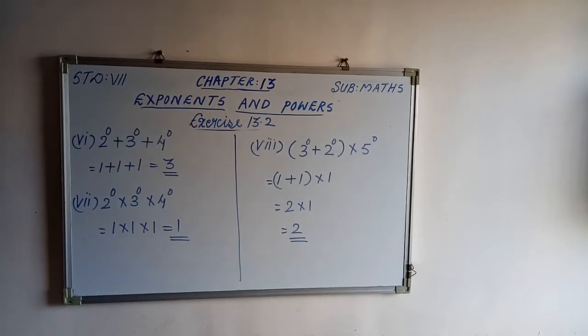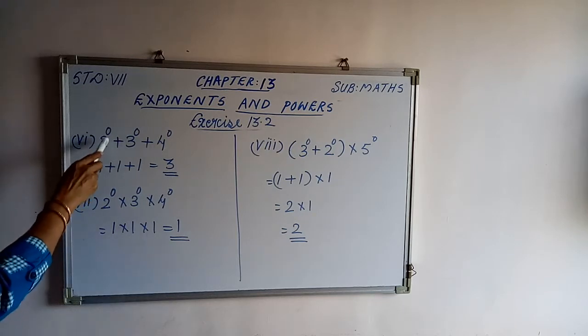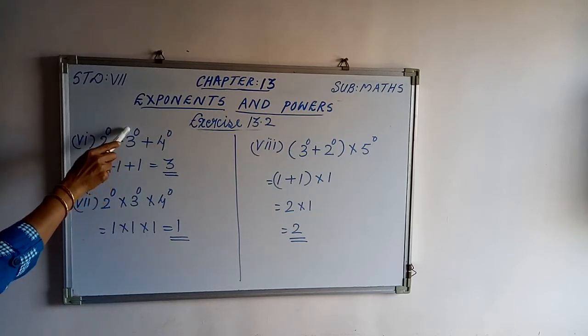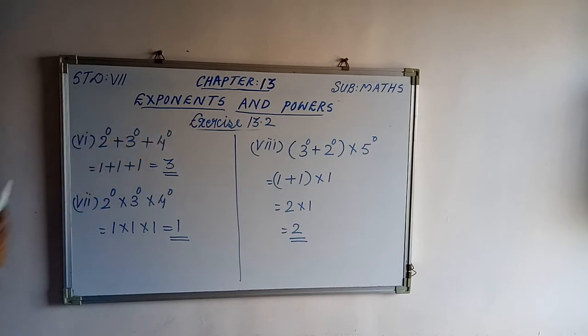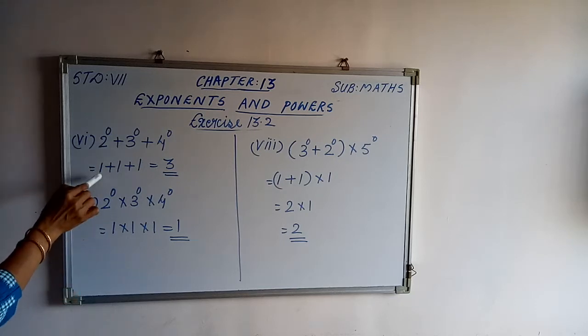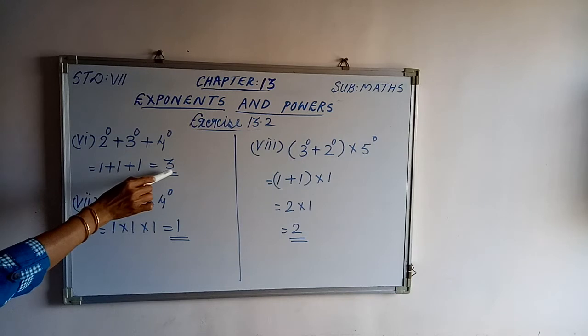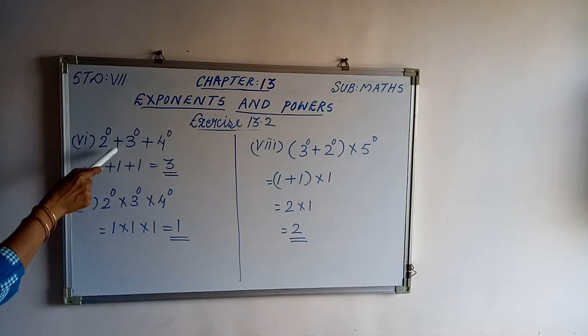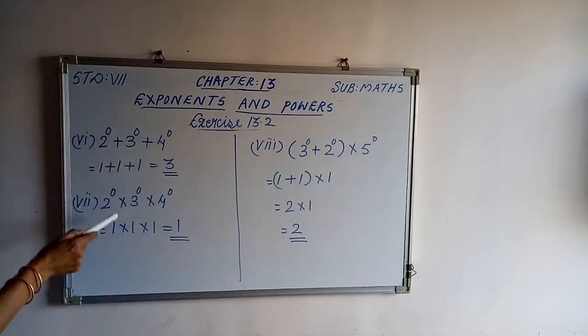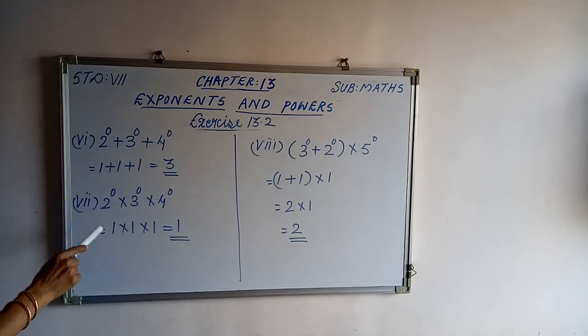Question 6. 2 raised to the power 0 plus 3 raised to the power 0 plus 4 raised to the power 0. We know that a raised to the power 0, it is 1. Any integer raised to the power 0, 1. So 1 plus 1 plus 1, that's equal to 3. Next one. Here it was addition, but here it is multiplication. See, same way 1 multiplied by 1 multiplied by 1, answer is 1.